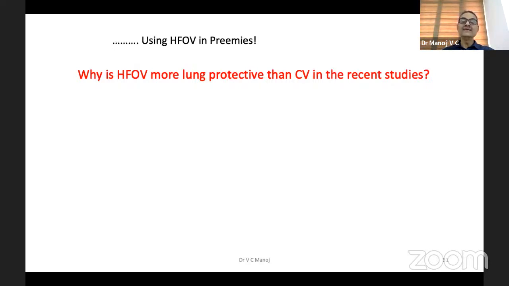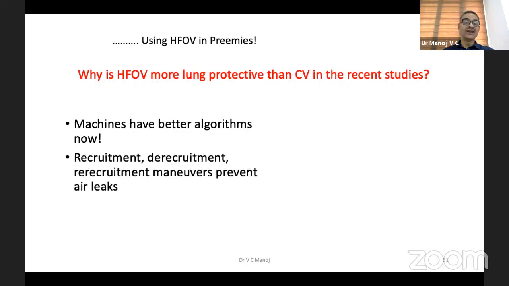Why is HFO more lung protective in preemies? Well, technology is the main important factor. Machines have better algorithms now, so the fine-tuning of ventilation is possible. And we are now experts in recruitment, de-recruitment, re-recruitment maneuvers to prevent cardiac compromise whenever we use it, even as a rescue modality. So pneumothorax, cardiac compromise, etc. are less.